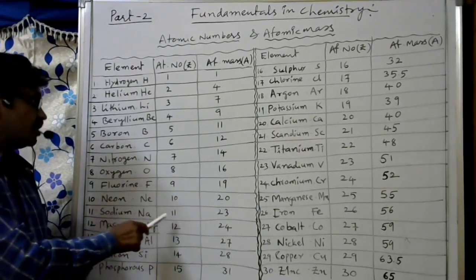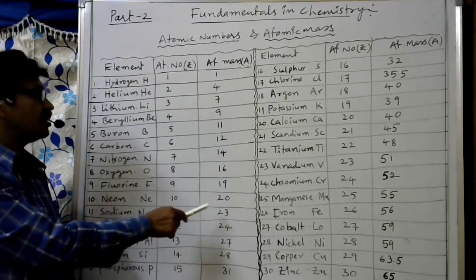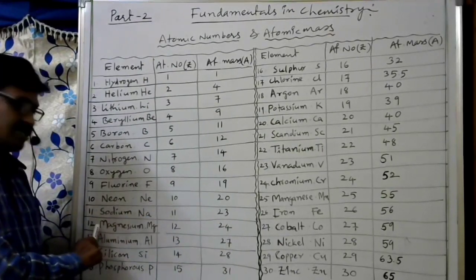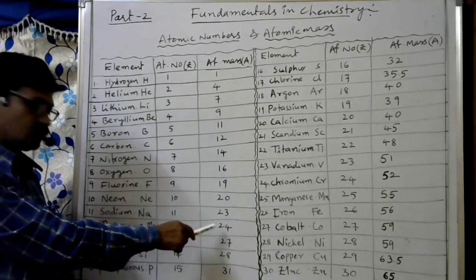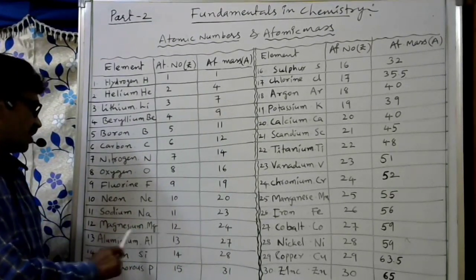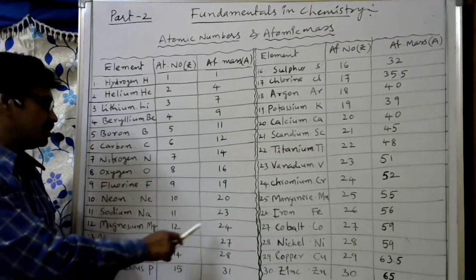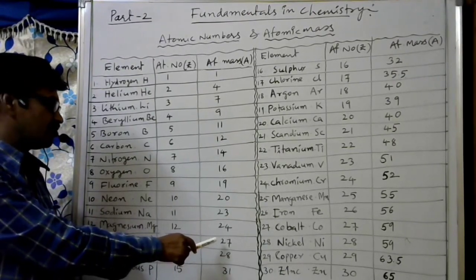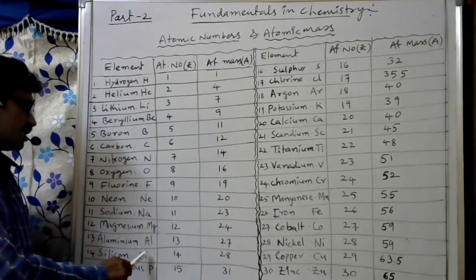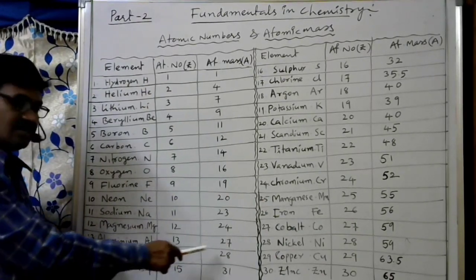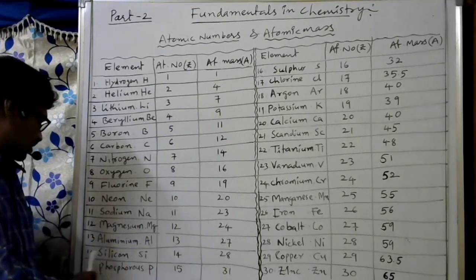Sodium, Na, atomic number 11, atomic mass 23. Magnesium, Mg, atomic number 12, mass number 24. Aluminium, Al, atomic number 13, atomic mass 27. Then silicon, Si, atomic number 14, atomic mass 28.